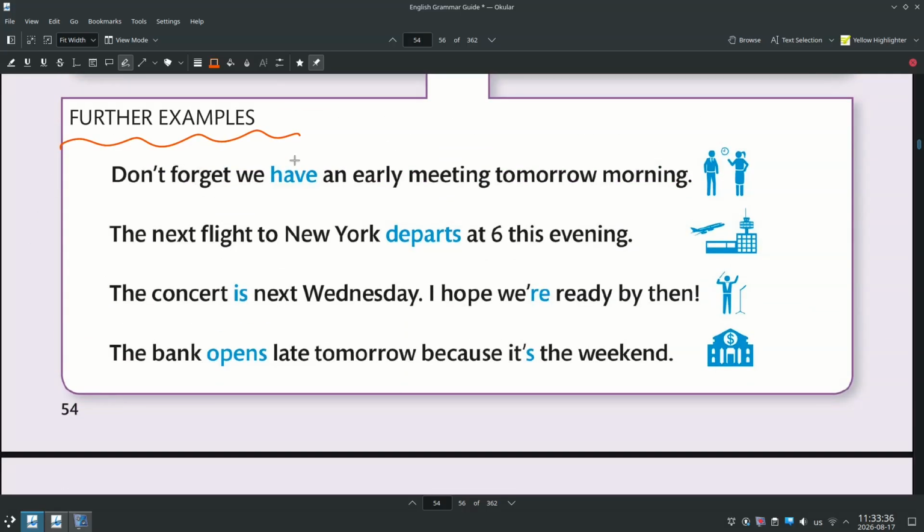Don't forget, we have an early meeting tomorrow morning. The next flight to New York departs at 6 evening. The concert is next Wednesday. I hope we are ready by then. The bank opens late tomorrow because it's the weekend.